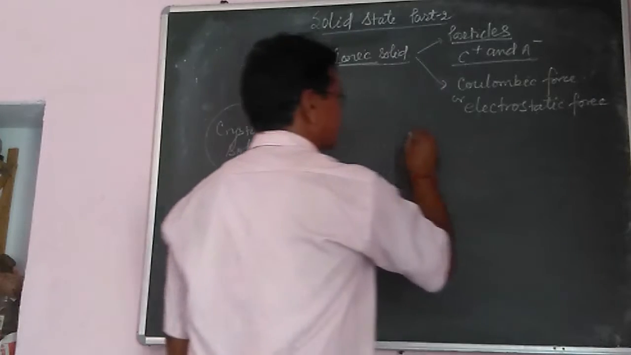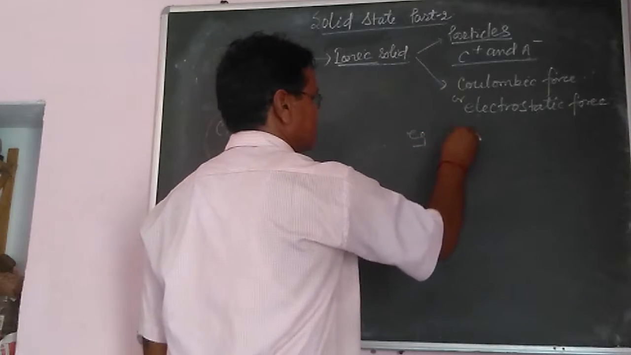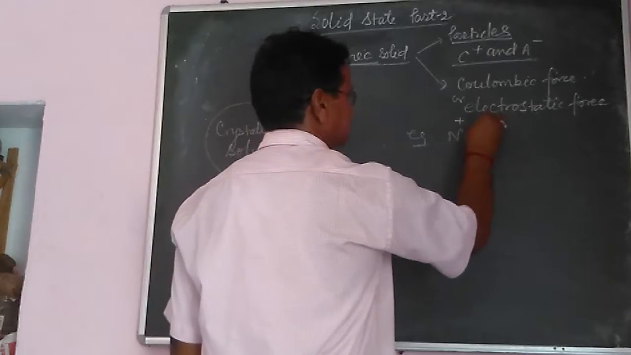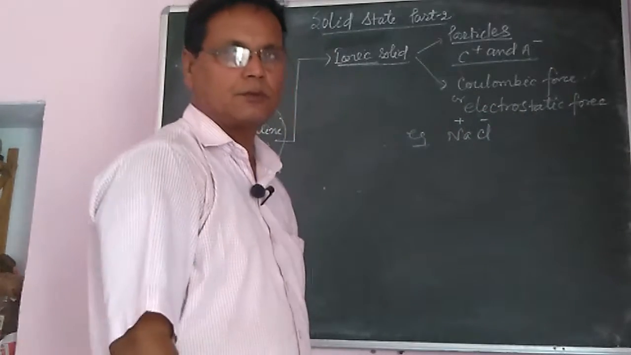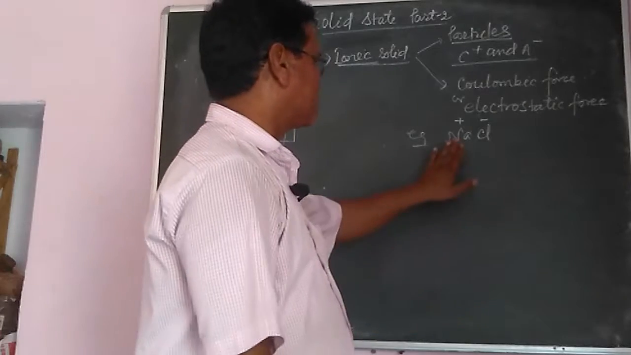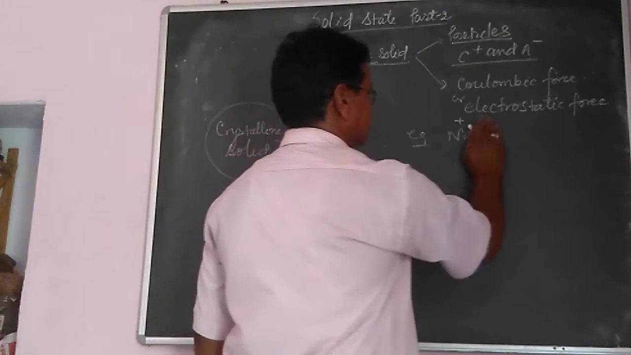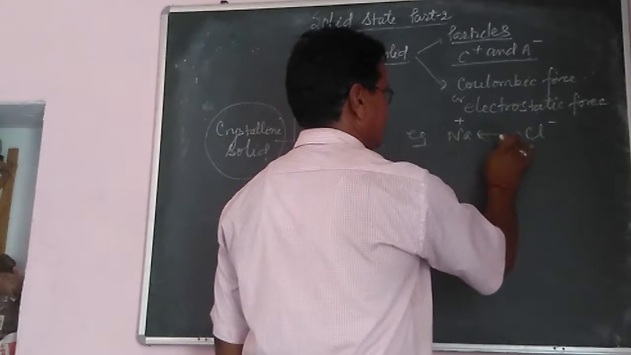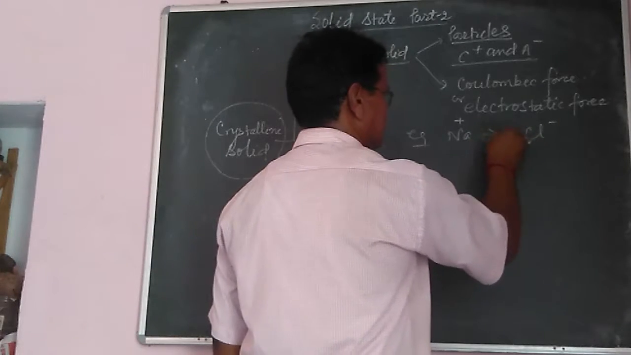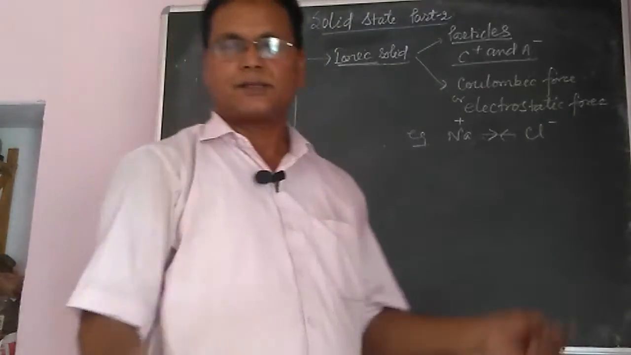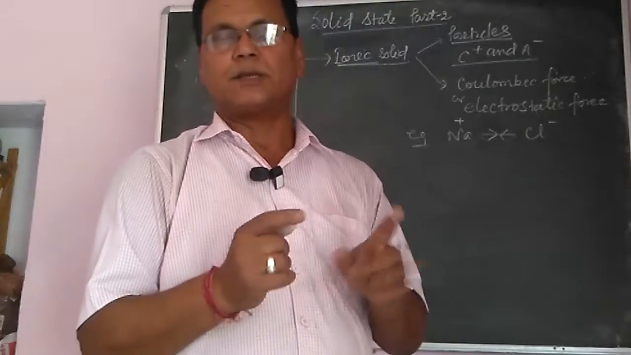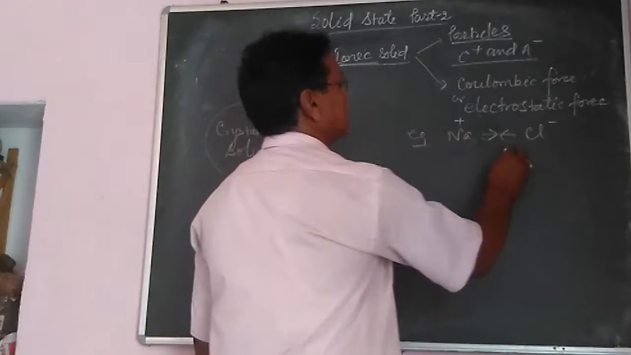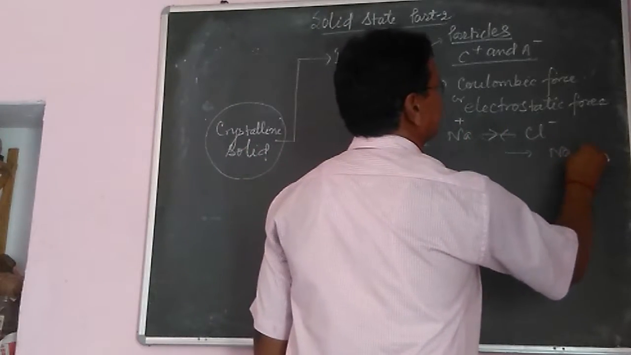As a simple example, suppose sodium chloride. It has Na plus and Cl minus. These sodium ions and chloride ions both try to attract each other, and these Na and Cl bind with each other, their charges become neutral and it forms NaCl.